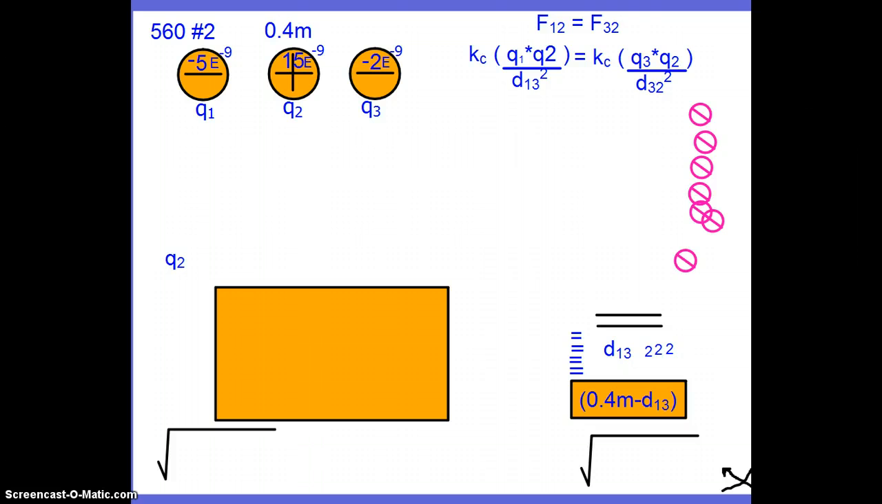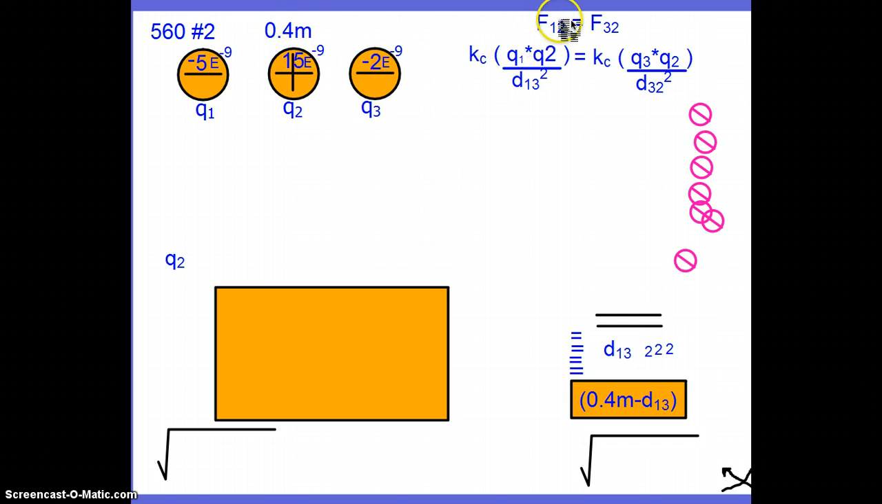Okay, let's get started. So in the book we've got 3 charges given, -5 nanocoulombs, -2 nanocoulombs, and a 15 nanocoulombs. Of course the 15 must be in the middle, otherwise it would be pushed away. And it tells us we have a distance of 40 centimeters. First thing you have to do is make sure you convert that to meters, so you're working with 0.4 meters.